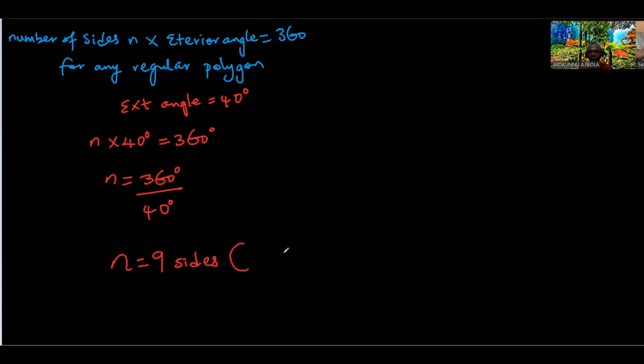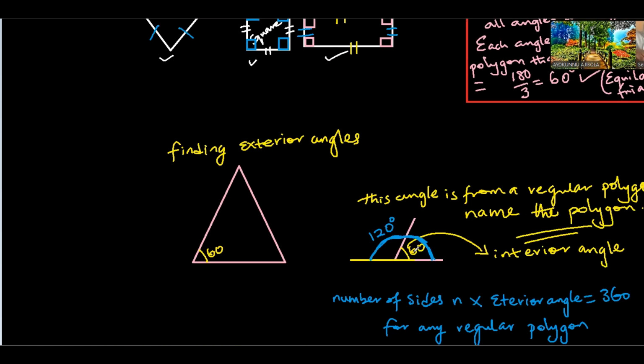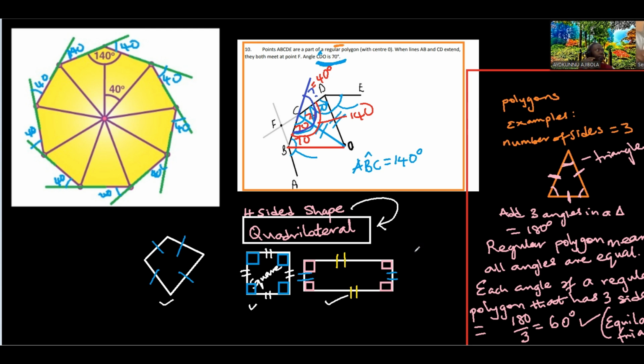So what's the name of the shape? It is a nonagon. Is that clear? That's why I brought this shape out to represent it. Is that clear now?